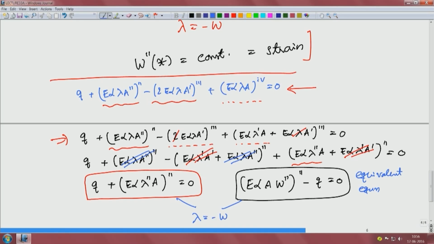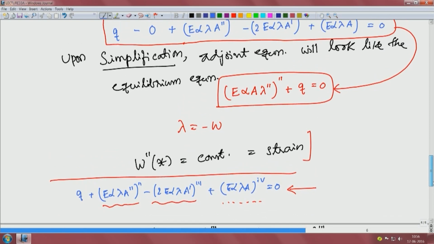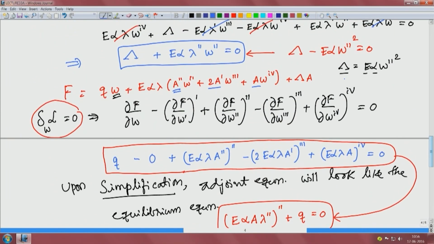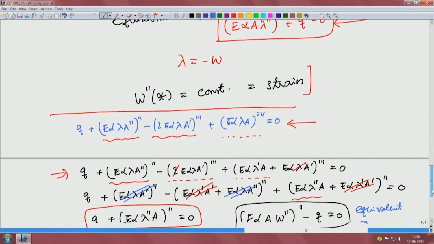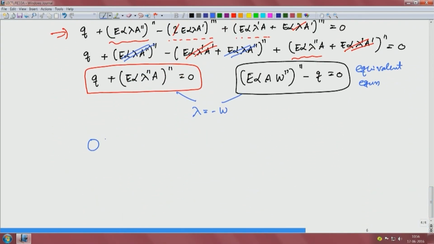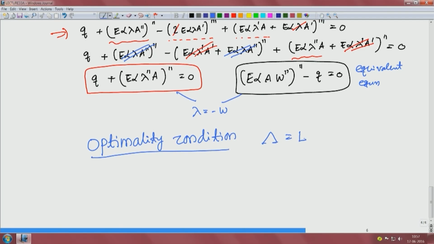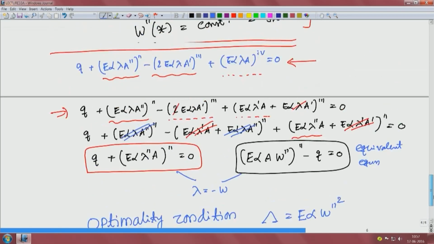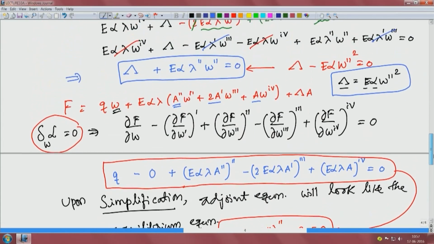which when we substitute into the design equation gave us the condition that lambda is equal to E alpha W double prime square. So, the optimality condition here is lambda equal to E alpha W double prime square, right. Again you see how it came about.